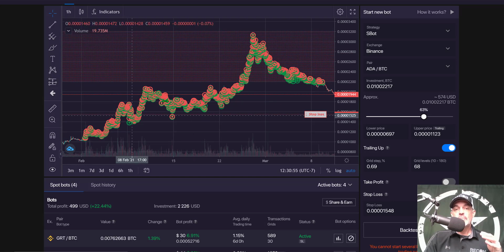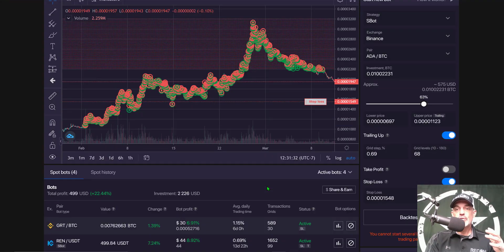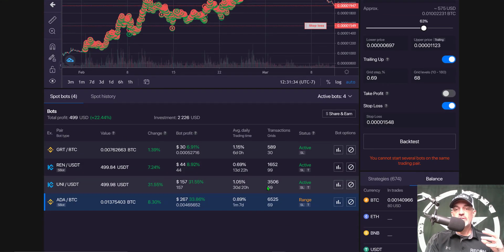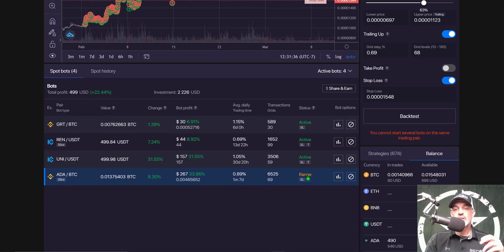But having that trailing up feature on allowed the grid to move up with the price action of ADA. However, we have since moved outside of the grid, and so I need to close this bot down, make some adjustments, and get it redeployed. As you see, it says I'm out of my range.